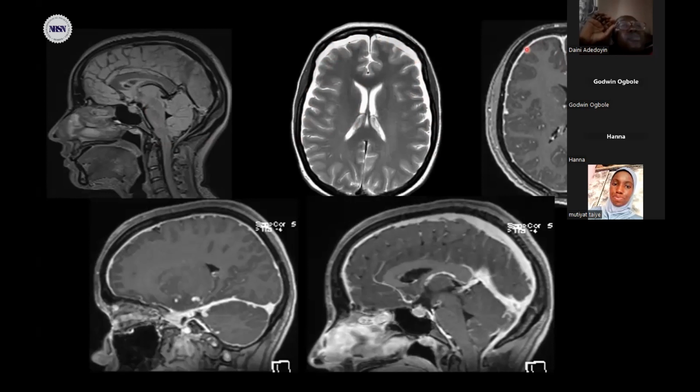We have to see smooth thickening dural enhancement in our MRI. Because if you have irregular enhancement of the dura, then you have to entertain other differentials of inflammatory or infectious or neoplastic causes. And you have to bear in mind that you are not supposed to see any leptomeningeal enhancement. So pachymeningeal is the dura should enhance, and not the enhancement of the leptomeninges.